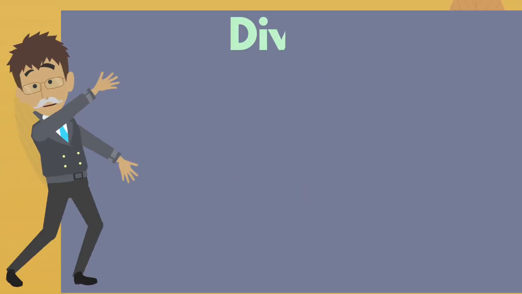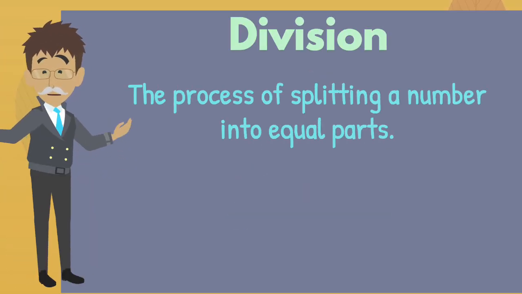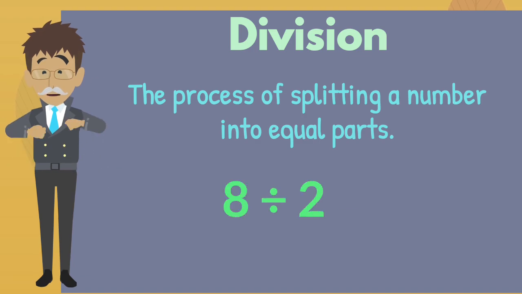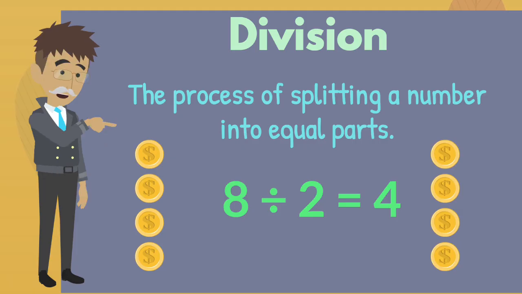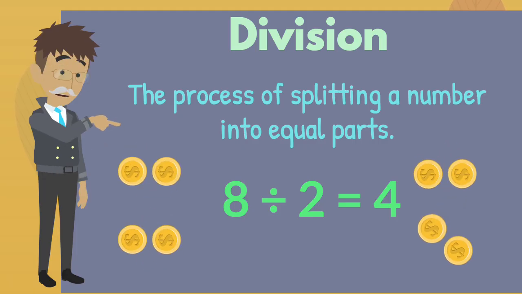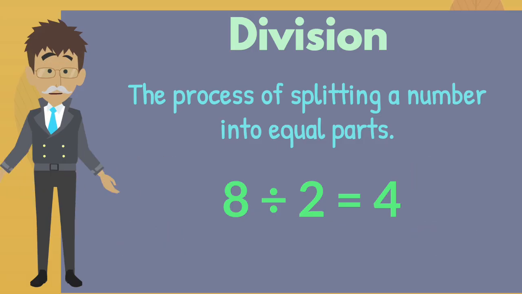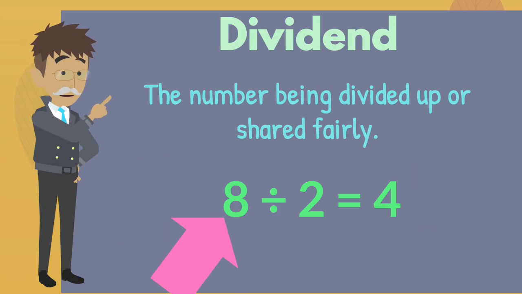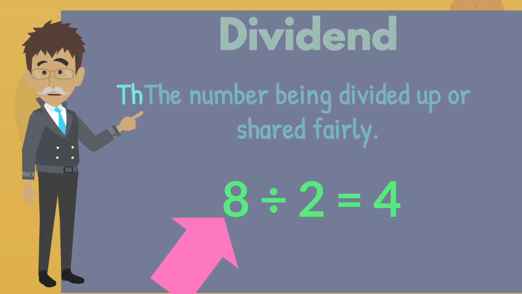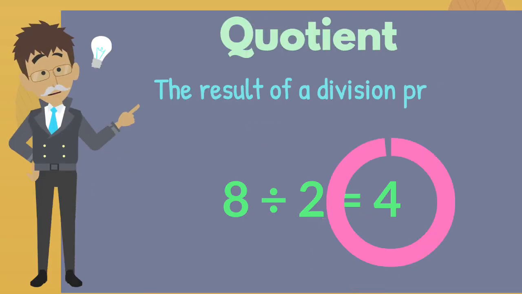Our last operation is division, the process of splitting a number into equal parts. For example, 8 divided by 2 is 4, because you can divide 8 into 2 groups of 4 or into groups of 2 for a total of 4 groups. Division problems have the following parts. The number being divided up or shared fairly, written first, is called the dividend. The number of groups or the size of each group, the second number, is called the divisor. The result is called the quotient.